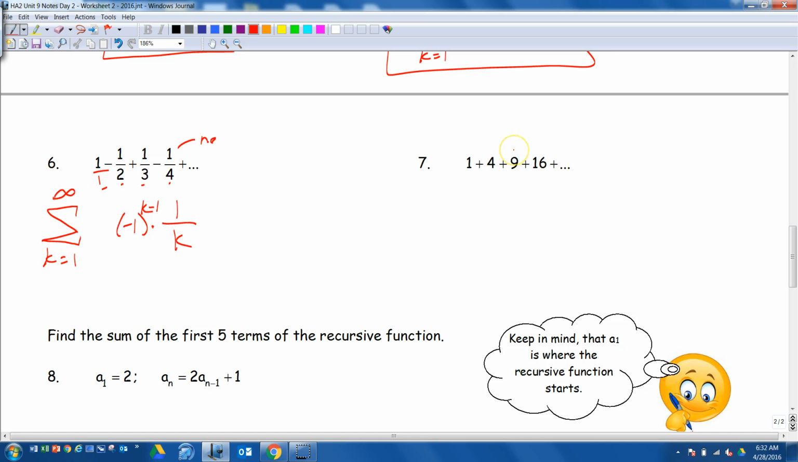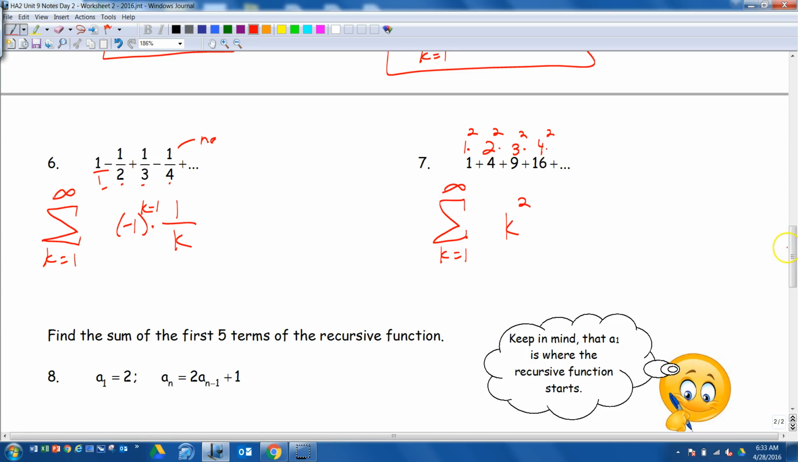This one we have to figure out the pattern. Hopefully you guys recognize that this is like 1 squared, 2 squared, 3 squared, 4 squared, dot dot dot. So the number that's changing now is what your k will be. So this is k squared. We're going to start that when k equals 1, because that was the first one. And then again, since it's going on forever, we're going to infinity. So those are our values for those.